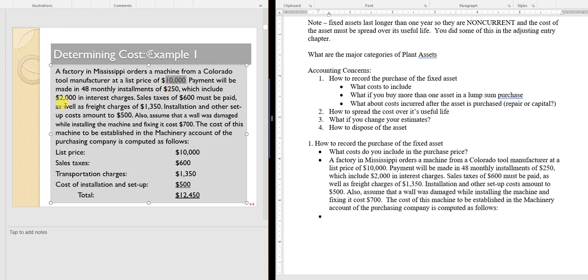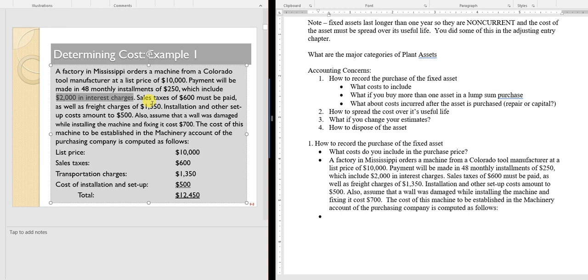I don't need to include paying for the machine again. And we also said that if we're not building it, interest charges are not included. So I'm going to cross these out. Those are not included because first of all, I don't want to double count the $10,000, and second of all, I'm not building it. So the $2,000 interest charges are not relevant. Sales tax of $600 must be paid. I haven't started using it before I spent it, so I'm going to add the $600, so sales tax.